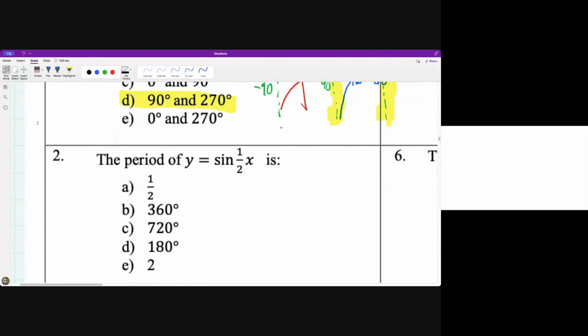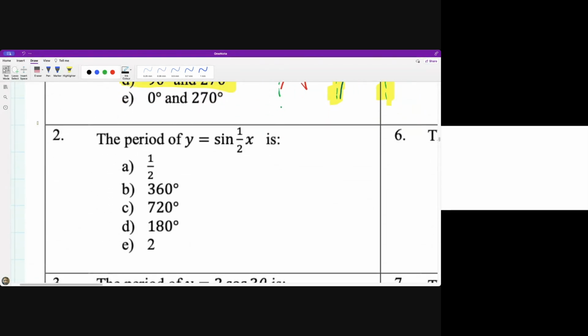Okay. Number 2, what is the period of the graph y equals sine of a half x? What is the period of that graph? Now, we know what the normal period of the sine graph is, but that's not what it's asking. It's asking what's the period of this graph?